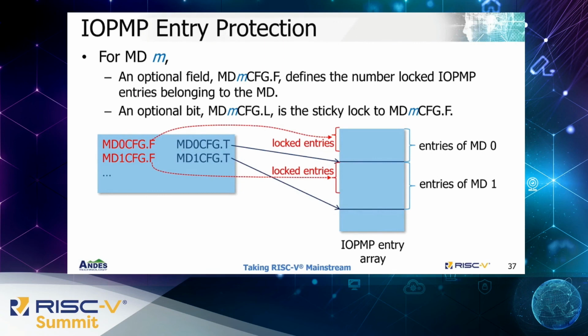We define the F field in mdcfg as the number of locked entries for the memory domain M. Similar to mdlck, the F field should not be decreased when written. Besides, the L bit in an mdcfg is used to lock the F field.